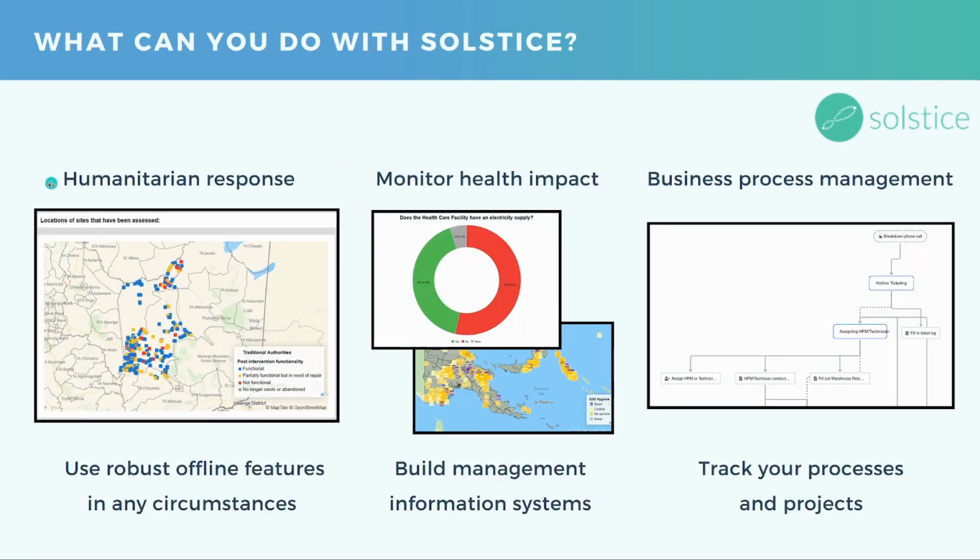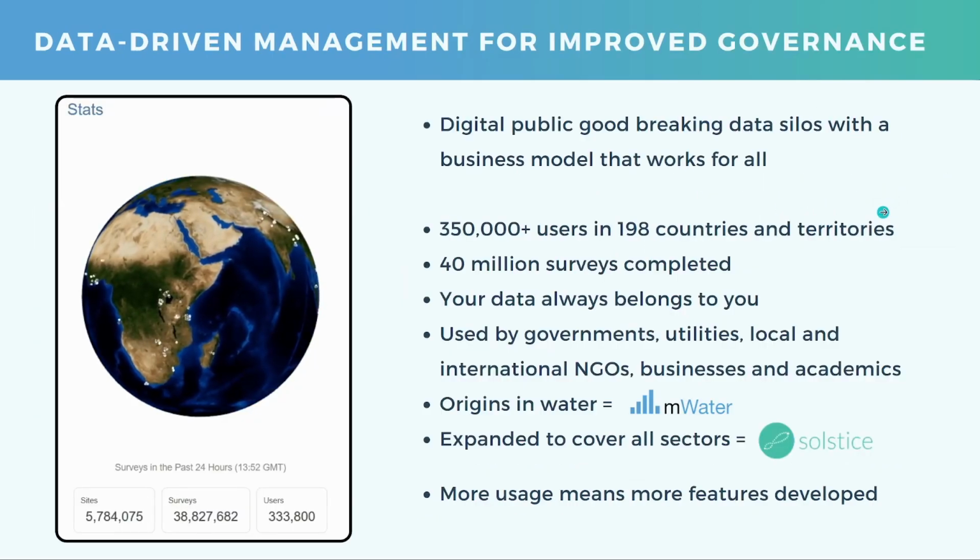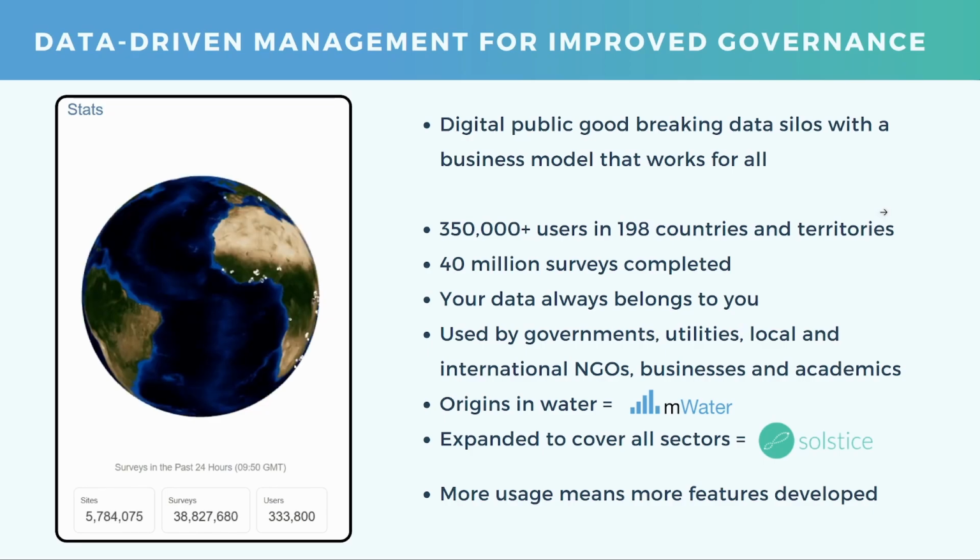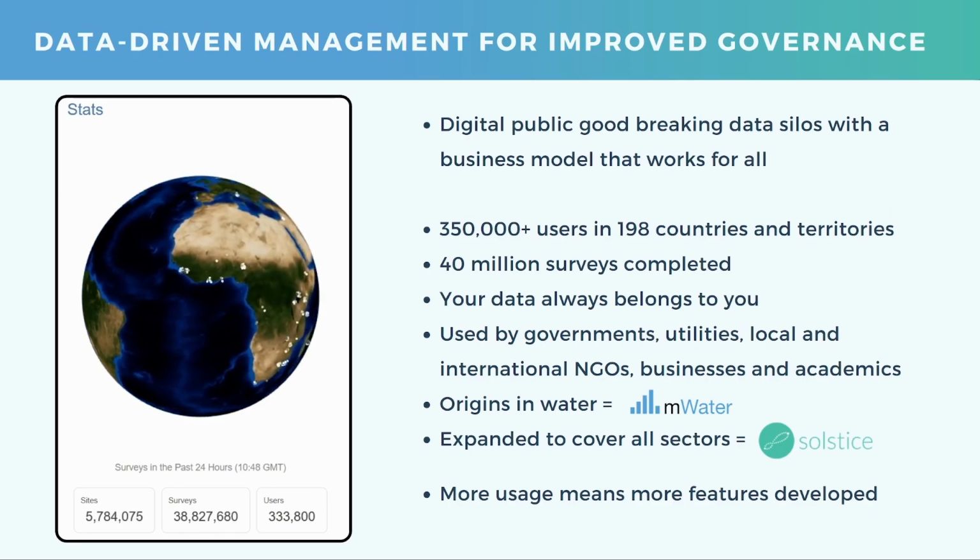Moreover, you can conduct effective humanitarian responses, for example, by using the robust offline features that work in any circumstances. You can monitor, for example, health impact by building management information systems directly in the platform, and you can go from data collection and management to action with our business process management features called workflows, where you can track your processes and your projects effectively anywhere. All told, this brings together a digital public good that breaks down data silos with a business model that works for all.